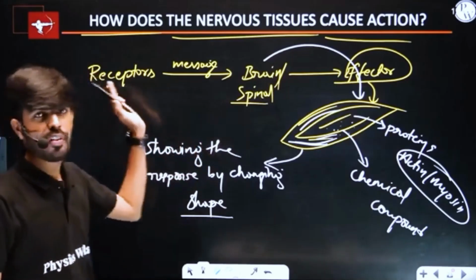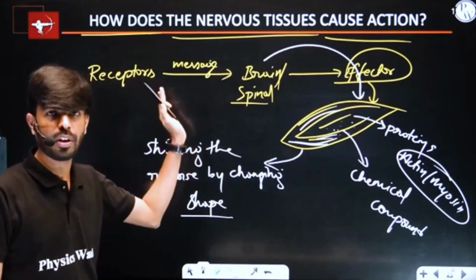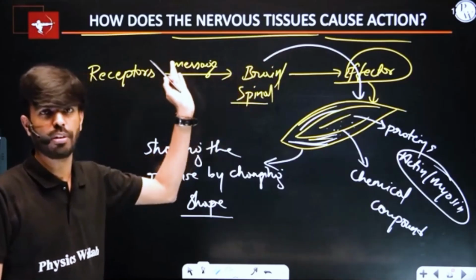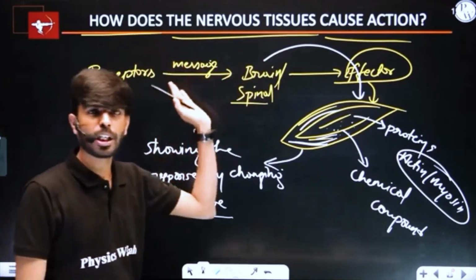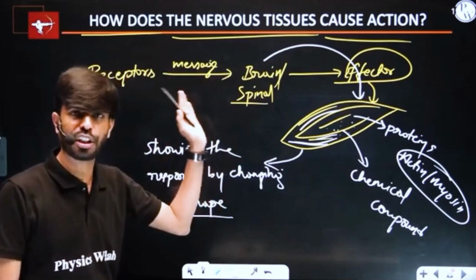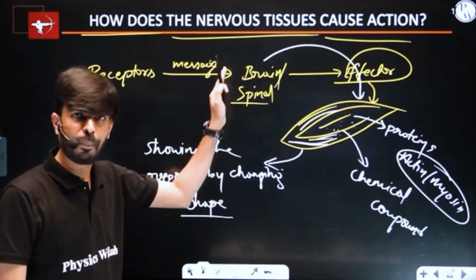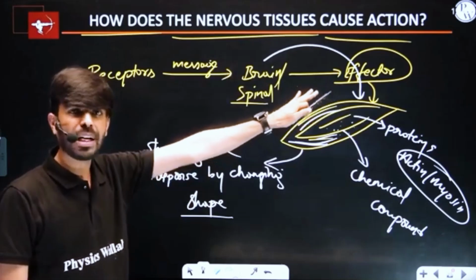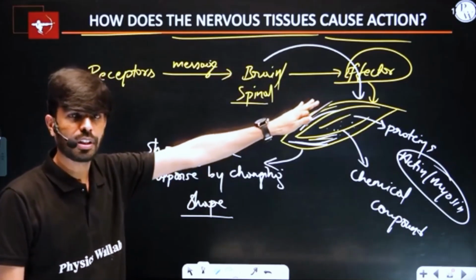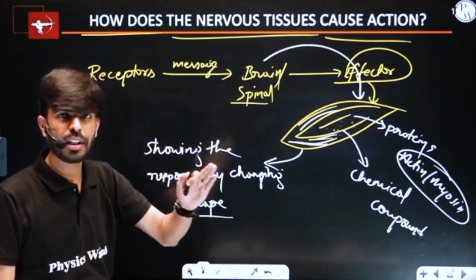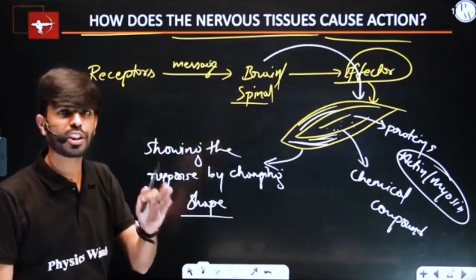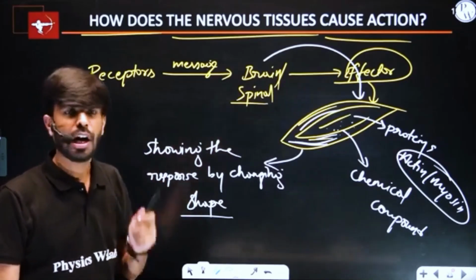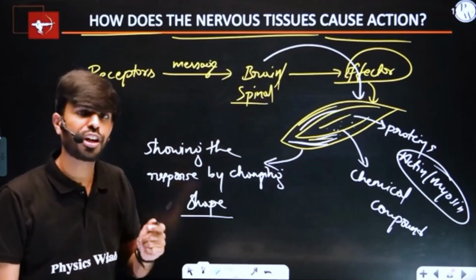So once we have received the stimuli from the receptors, that will be carried to the brain or spinal cord through the sensory neuron. Next, the brain or spinal cord interprets the condition or the situation and sends the information or response to the effector. So in our body, muscles and glands are the effectors. Now, muscles show the response towards the stimuli just by changing their shape. And the question is, how are muscles changing their shape?